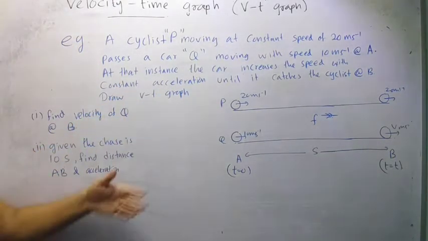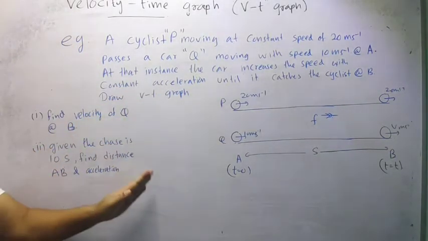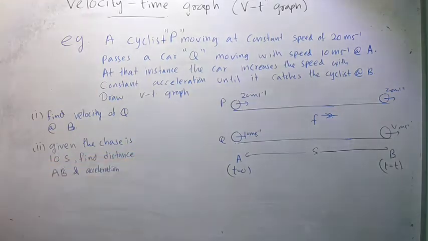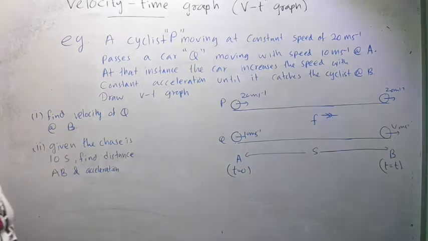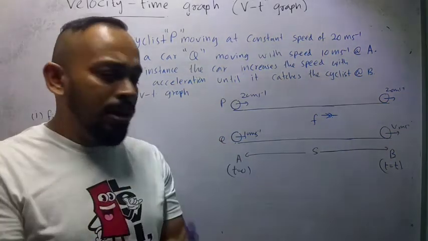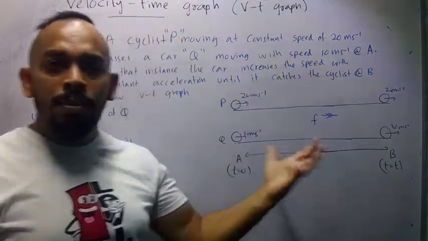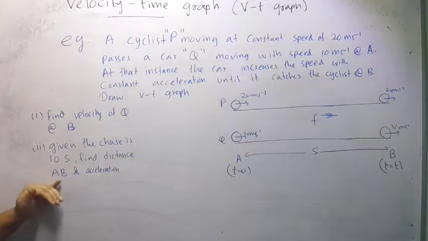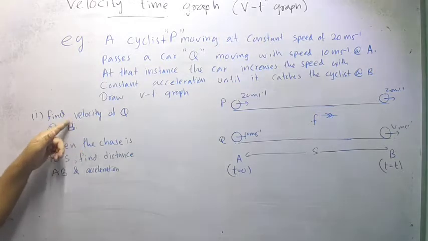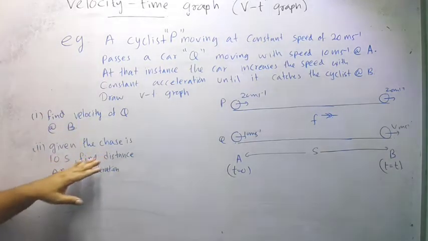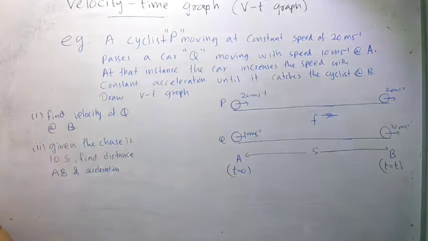If you use equations of motion it will take some time to get the answer. Then finally, at the second part, given the chase takes 10 seconds, find the distance AB and the acceleration. But when finding this velocity, you cannot use the 10 second chase information.